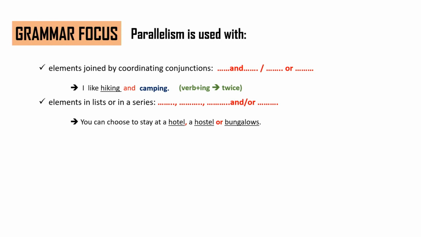Parallelism is also used with elements in a list or a series. And of course, remember that the last item takes and or or before it. Let's study this example. You can choose to stay in a hotel, a hostel, or bungalows. Now let's check our construction. A hotel is a singular noun, a hostel is a singular noun, but bungalows is a plural noun. Let's correct it. You can choose to stay in a hotel, a hostel, or a bungalow. And hence, we have three singular nouns.